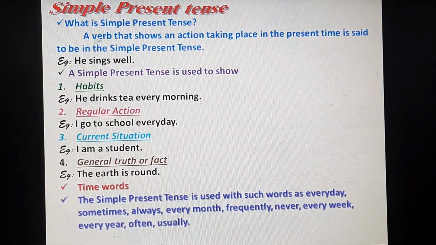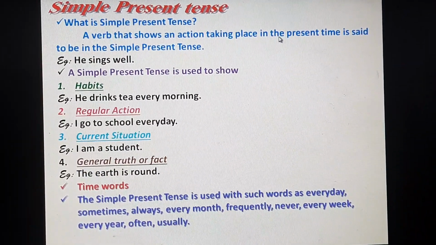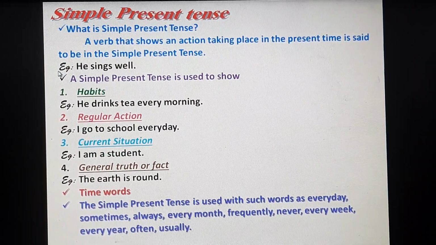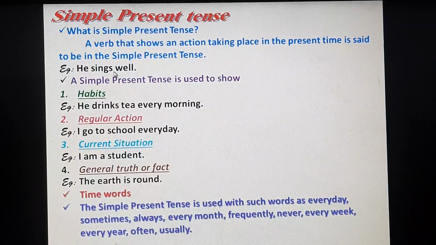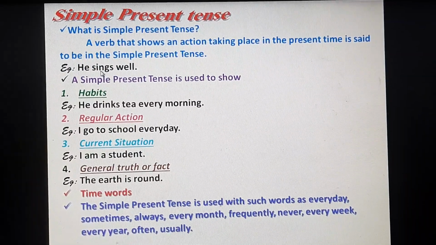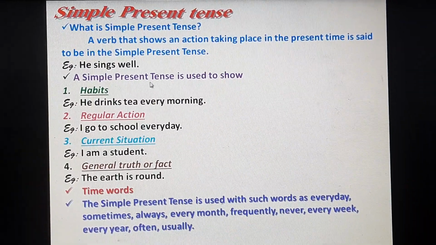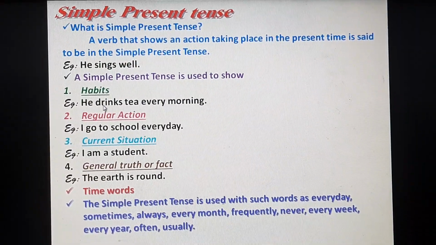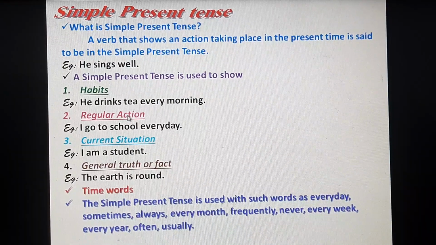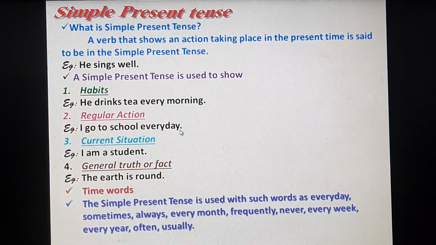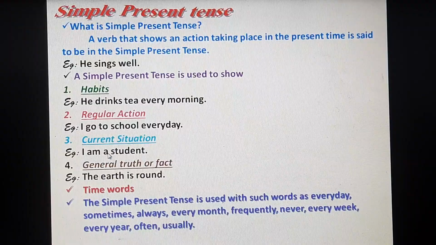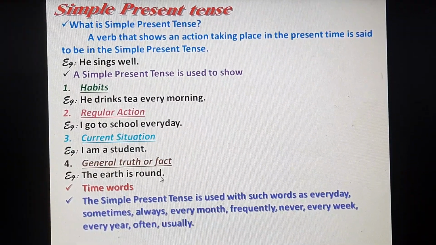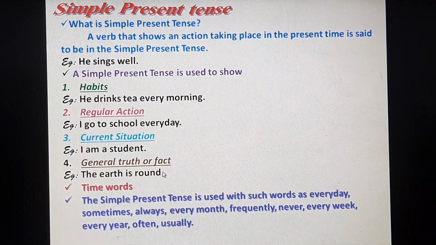Simple present tense. A verb that shows an action taking place in the present time is said to be in the simple present tense. Example, he sings well. Sings shows present time. It is a simple present tense verb. The simple present tense is used to show habits that happen every day. He drinks tea every morning. Regular action, daily action. I go to school every day. Current situation. What am I? I'm a student. General truth or fact, the earth is round. Scientific truth has no past tense, no future tense.